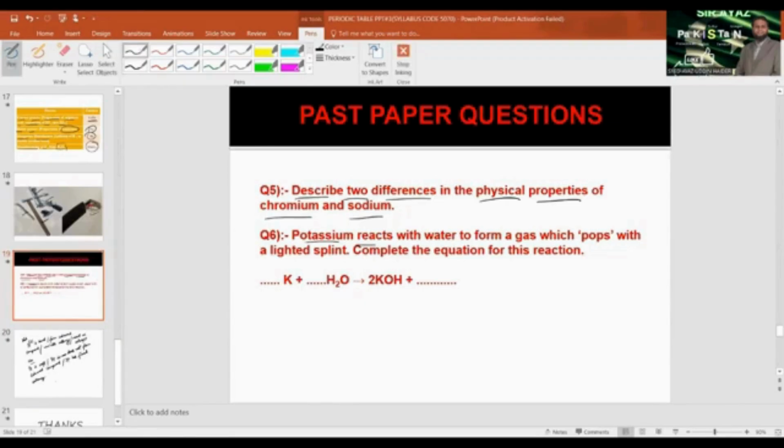Here's another question. Potassium reacts with water to form a gas which pops with a lighted splint. Complete the equation for this reaction. Potassium plus H2O gives 2 KOH plus the gas produced in this reaction, H2. This is a gas which pops with a lighted splint. Now let's balance this equation. I will write 2 here. Now this equation is balanced. If you count the number of atoms, potassium: 2 on the reactant side, 2 on the product side. What about hydrogen? 2 times 2 is 4 on the reactant side, 2 plus 2, 4 on the product side. What about oxygen? Oxygen is 2 on the reactant side and 2 on the product side.